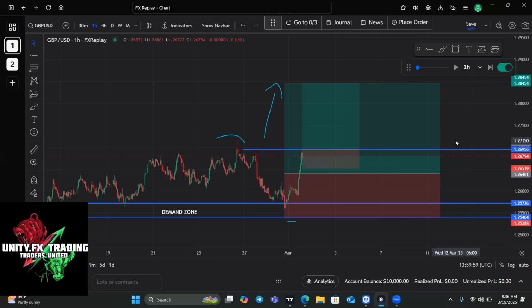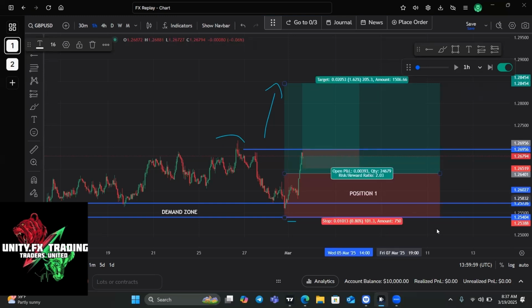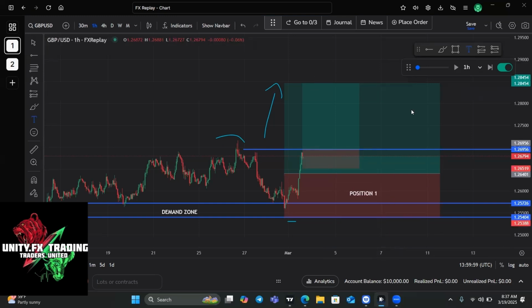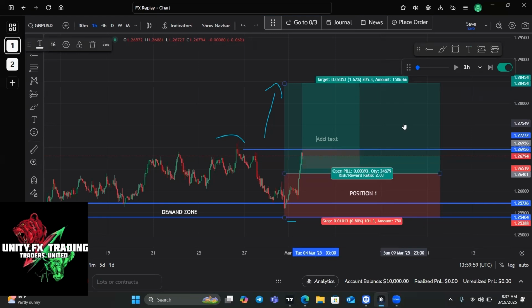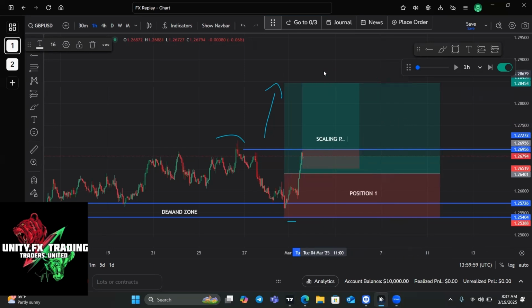It's fine. Let me just do a replay now so that you guys can see how the market went. So basically this was our first position. I'll just name it position 1. And then this one, I'll just name it scaling position, because we scaled in there to take the same take profit, guys. We just wanted to add more and make more money. So this is how the trade played out on the second entry.